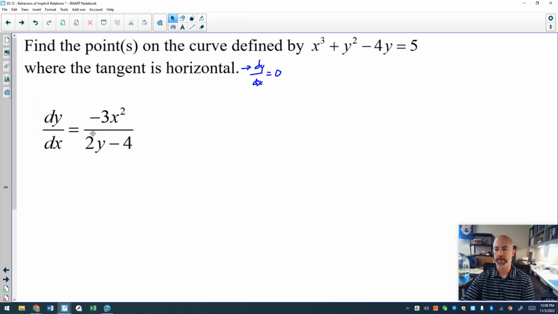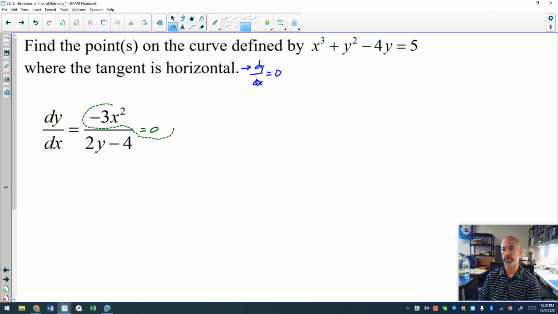And there it is. And if I want this derivative to equal 0, I need the numerator to be 0. And so if that derivative is equal to 0, that is going to be when negative 3x squared equals 0, which gives me x equals 0. So that's only the x coordinate. I need the points on the curve. So I'm going to take that x and I'm going to plug it back into the original.